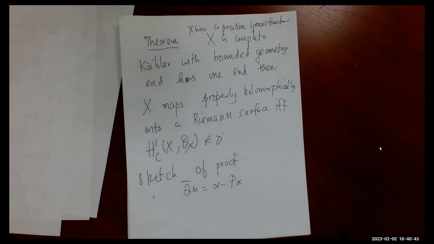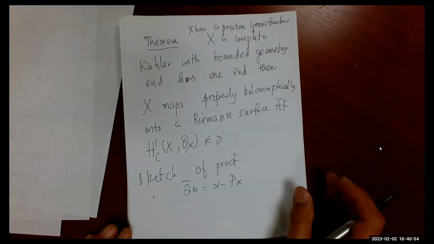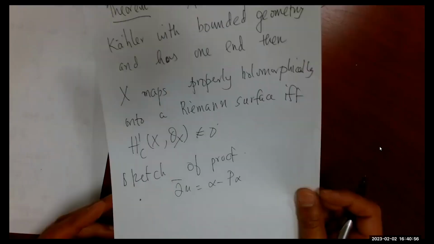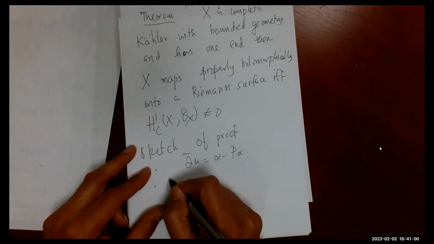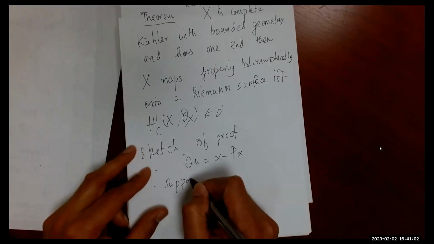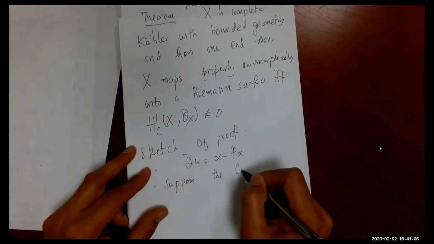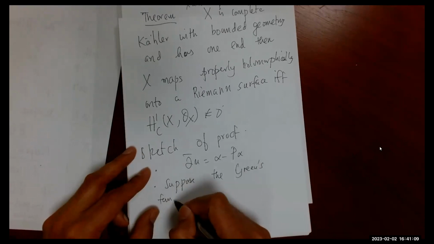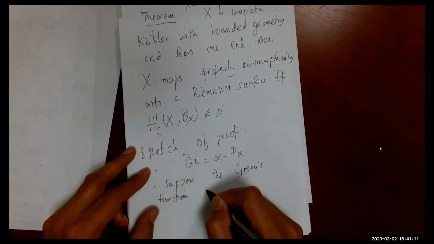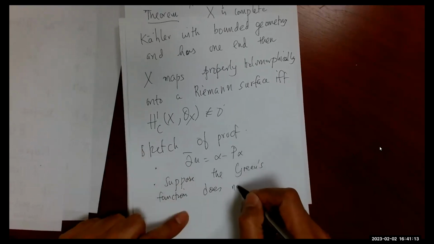But what happens if you have an L2 harmonic 0,1 form, and if you take its conjugate, it will be an L2 holomorphic 1,0 form. So we have to deal with two cases. The first question is, suppose the Green's function does not vanish at infinity.